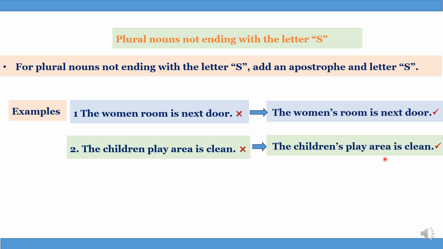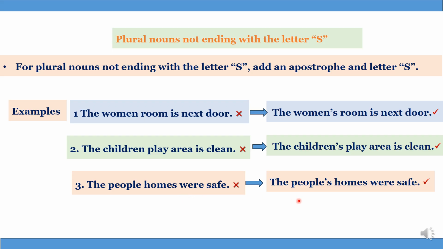The children's play area is clean is correct. Third example, the people whom were safe. See, again, people is a plural noun not ending with letter S. We're talking about people's homes here, and this representation is not correct. See here, we need to add an apostrophe and letter S after people and read the sentence. The people's homes were safe. Now, this sentence is correct.